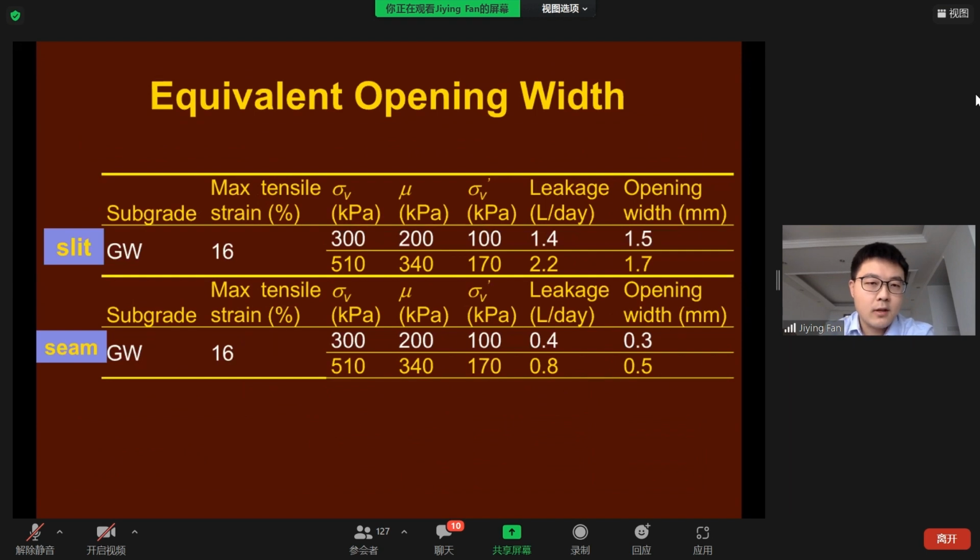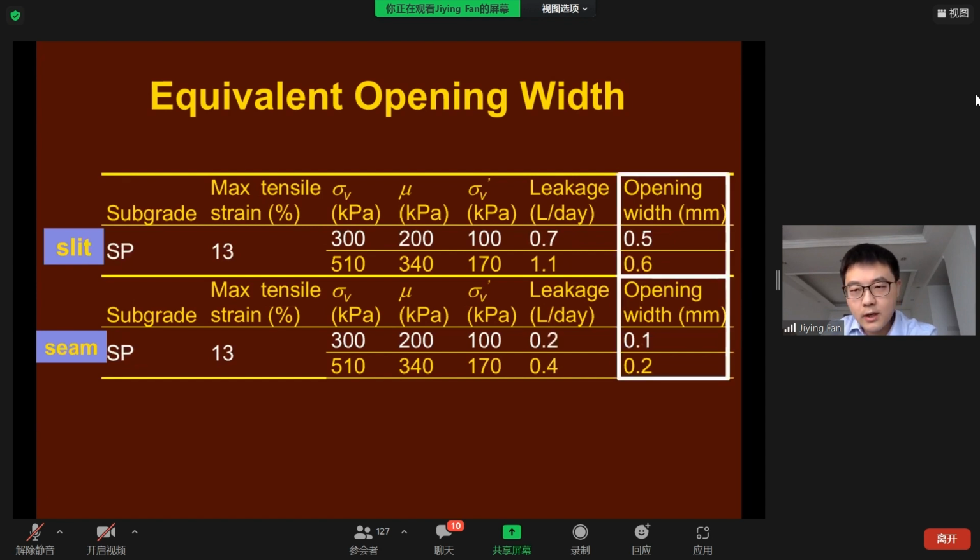Now I'm going to compare the impact of the different seam types on leakage. We compare for the well-graded gravel subgrade, the equivalent opening width for the slit defect is greater than the opening width for the defective extrusion seam. And this is also true for the poorly graded sand subgrade.